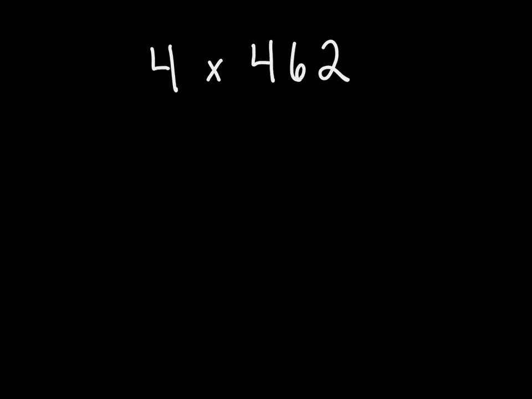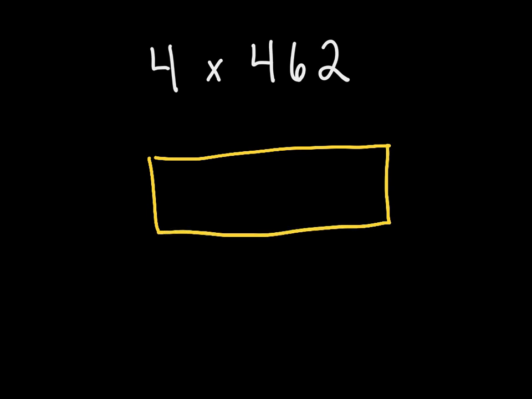462 times 4. So let's try out that area model again. Okay. We're multiplying by 4, so that goes out there. And then we know 400. We're going to make that a big box. And we have there 60. And then we have our small 2 in our ones. So we're going to put 400. We're going to put 60, and we're going to put 2.